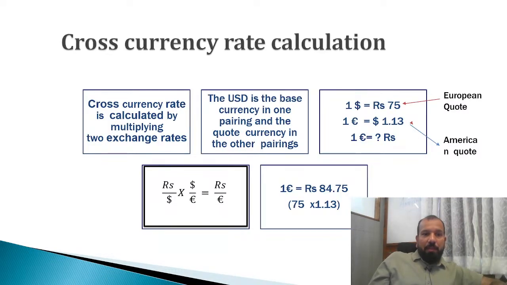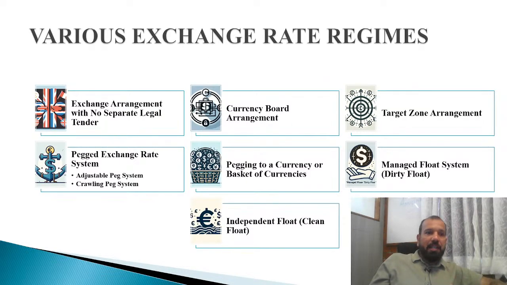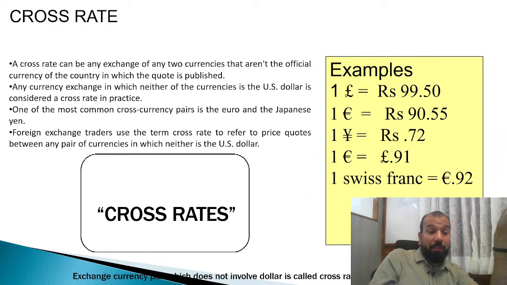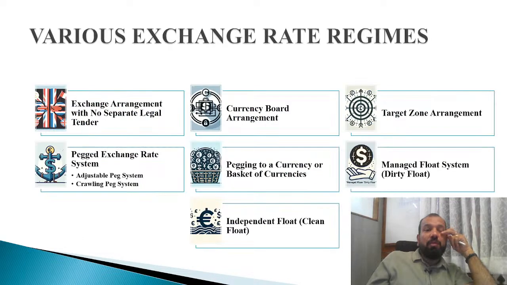Currency is calculated by multiplying the exchange rates. Various exchange rate regimes, we have discussed the currency board system. This is a very complex topic, so you just need to refer to my separate lecture on foreign exchange, which is also on YouTube. We have two types of exchange rate regime, fixed and flexible. In a fixed regime, we have the currency board system, target zone arrangement, and currency pegging.